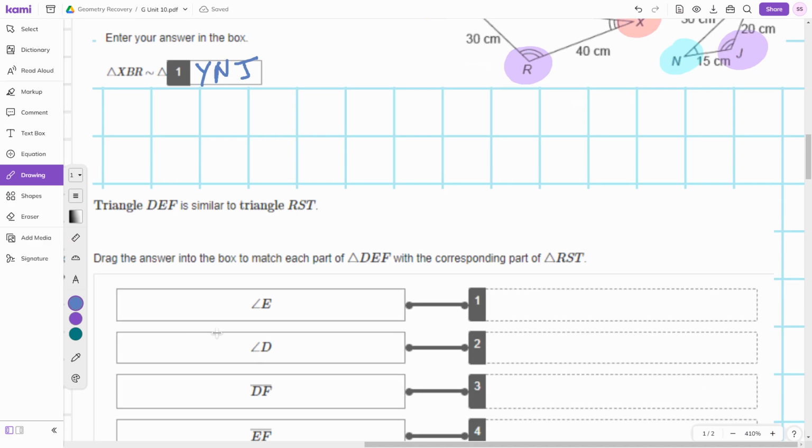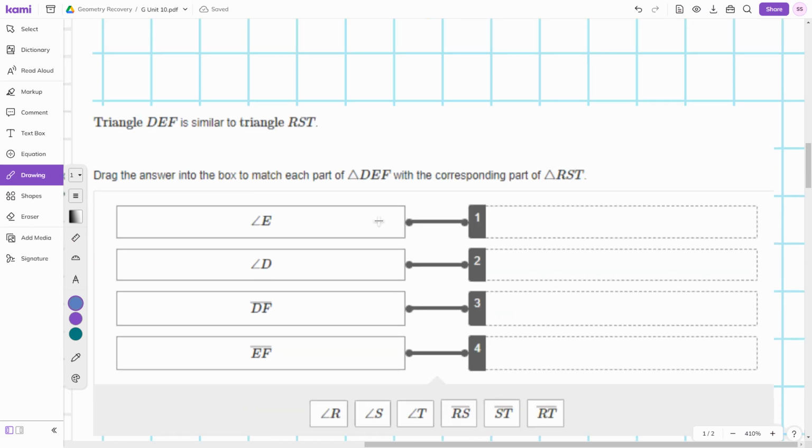Triangle DEF is similar to triangle RST. So let's look at the corresponding parts, just like congruences. If you were to label these with colors, like 1, whatever you want to do, 2, 2, DEF, RST, and then the last one, F is 3.